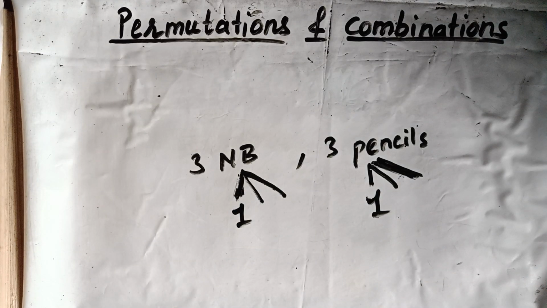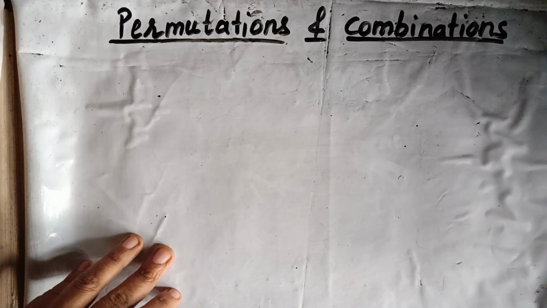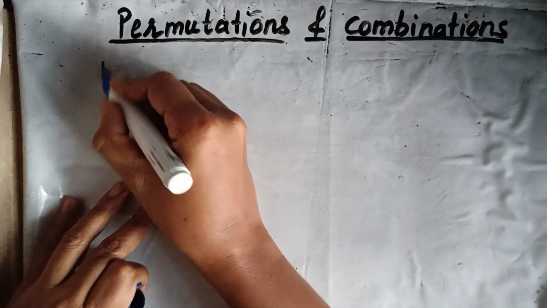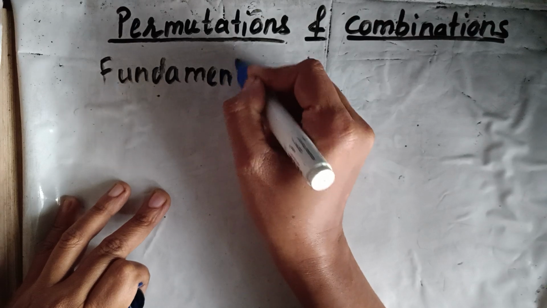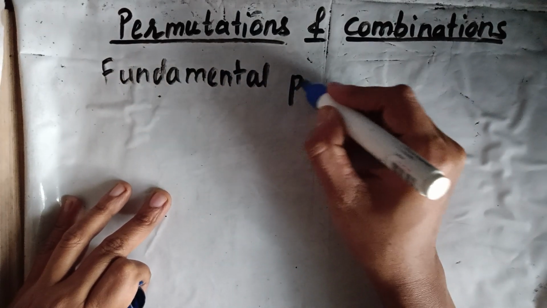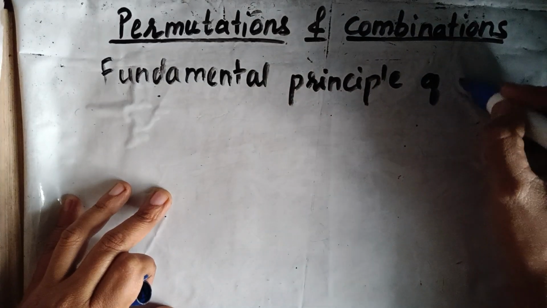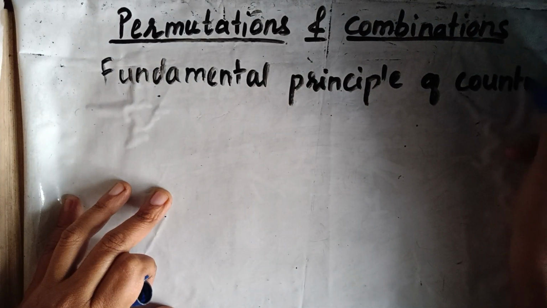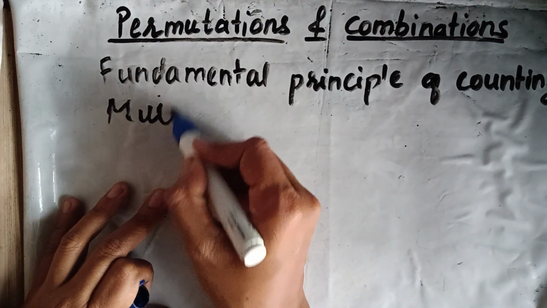So the way he can choose things, that can be given by the fundamental principle of counting, or it is called the multiplication principle.